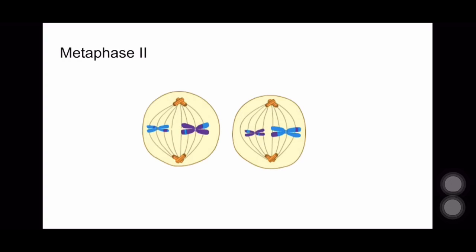Spindles then form within a cell's nucleus, and single chromosomes align perpendicular to the spindles. This is unlike metaphase 1, a process that involves the alignment of chromosome pairs rather than single chromosomes. At the end of metaphase 2, chromosomes attach to small tubules at the poles of each nucleus to prepare for the next phase.